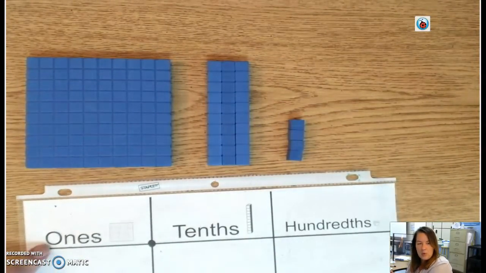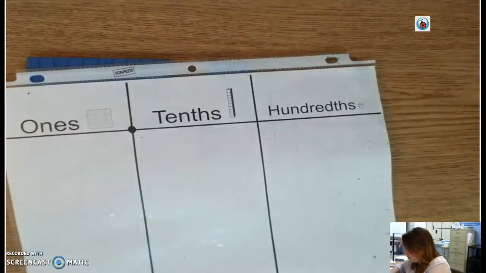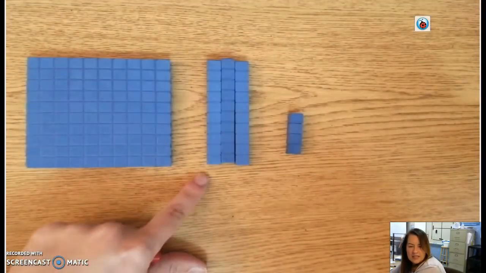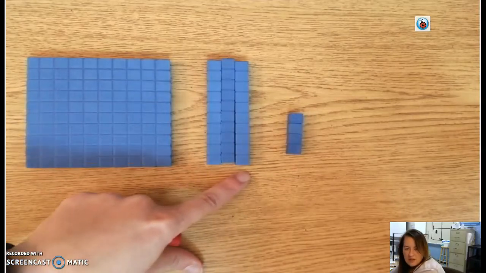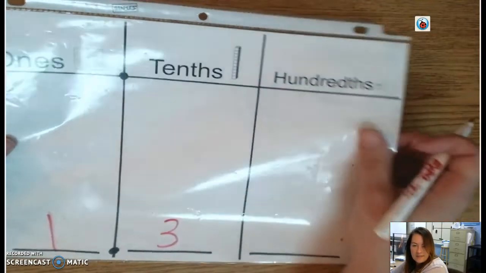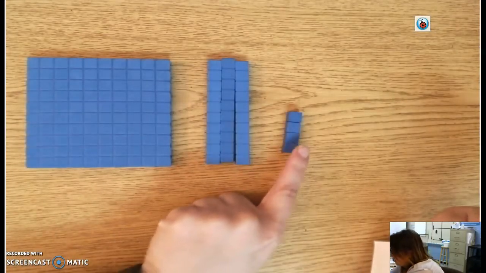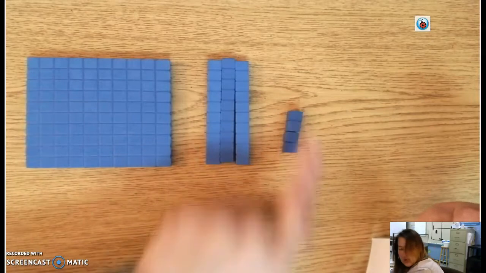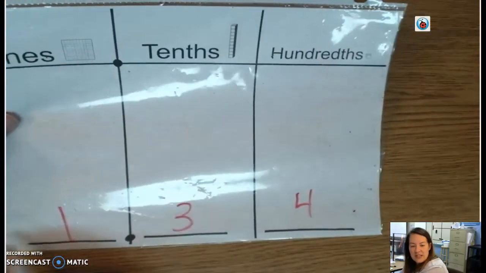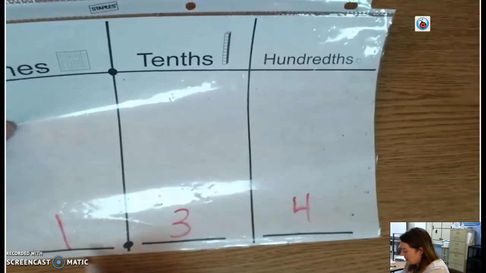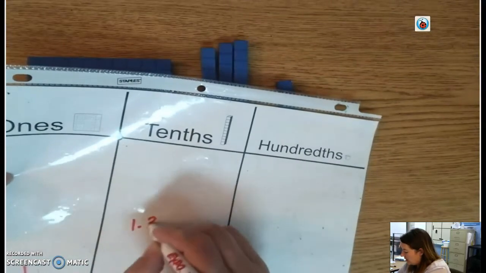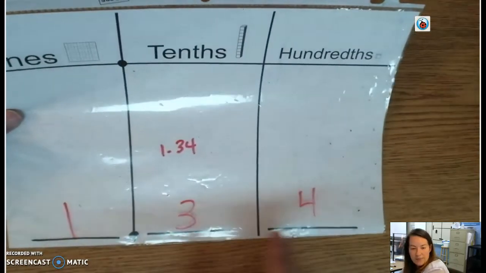Yesterday, when I was using this map on Google, I would write down, well, how many ones? There's 1. It goes right here. How many rods, how many tenths? 1/10, 2/10, 3/10. So there are 3/10. And how many hundredths are there here? 100th, 200th, 300th, 400th. So there are 4/100ths here. So this is how you would write this decimal down here at the bottom: 1 and 34/100ths.